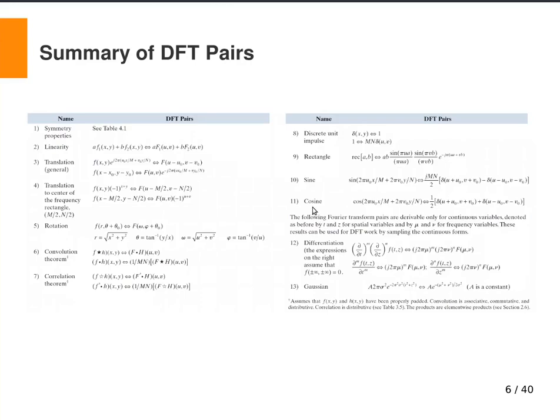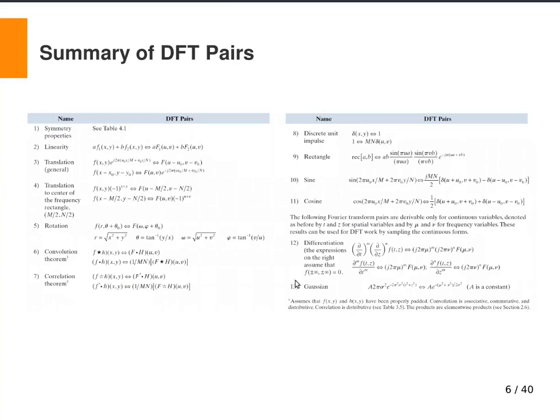Then we had the DFT pair for the cosine function, which is a similar concept as before, because we saw before that the cosine function can also be represented as a summation of two complex exponential functions. So the Fourier transform of a cosine function is basically represented by a summation of two impulse functions in the frequency domain.